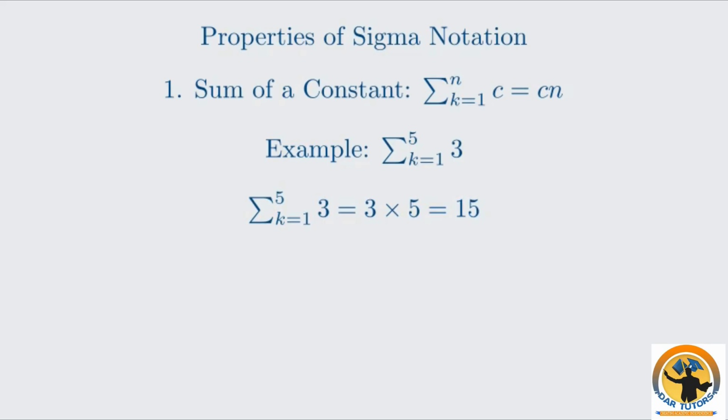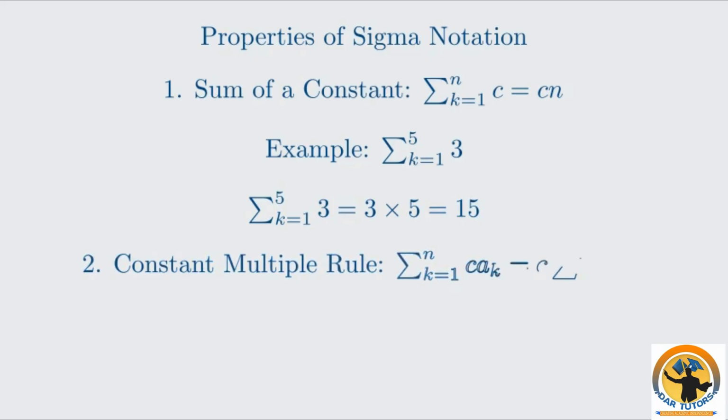The second property is the constant multiple rule. If your general term is a constant, c, multiplied by a function of k, you can pull the constant out in front of the summation. This means you can sum the function of k first, and then multiply the result by the constant.